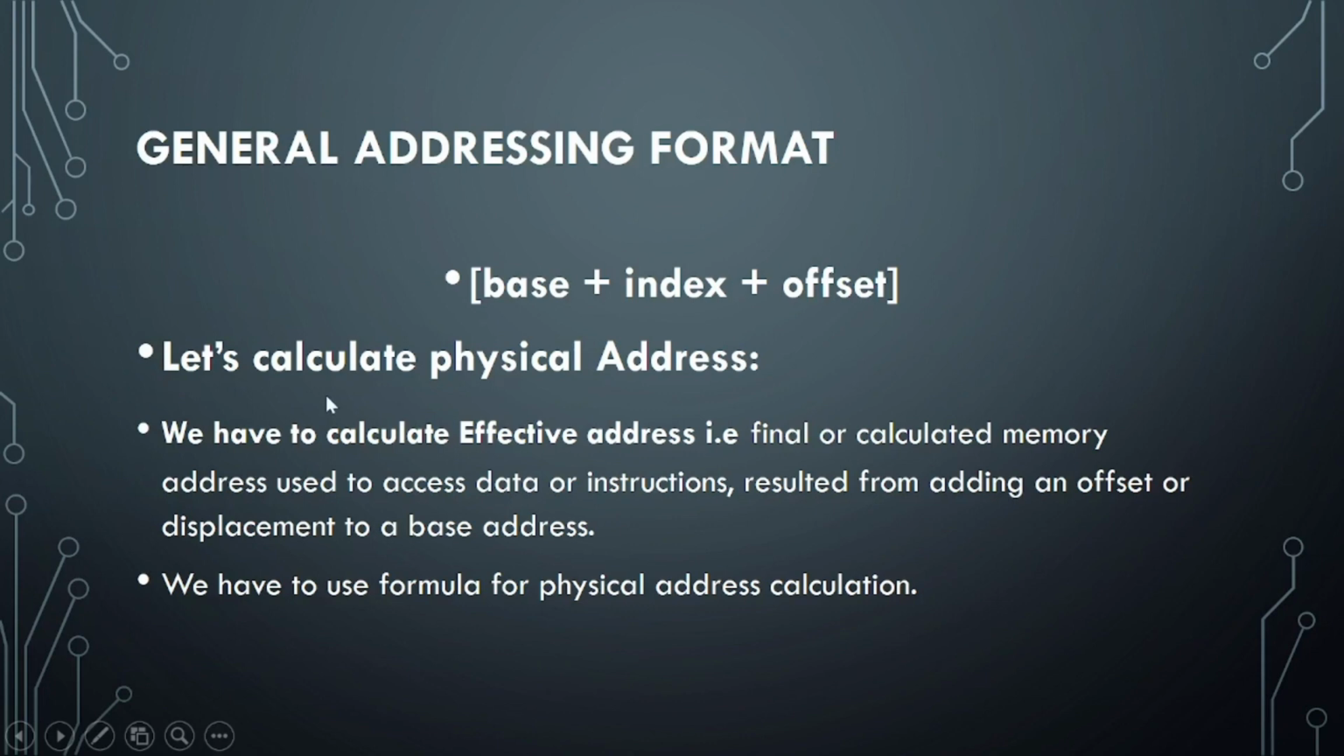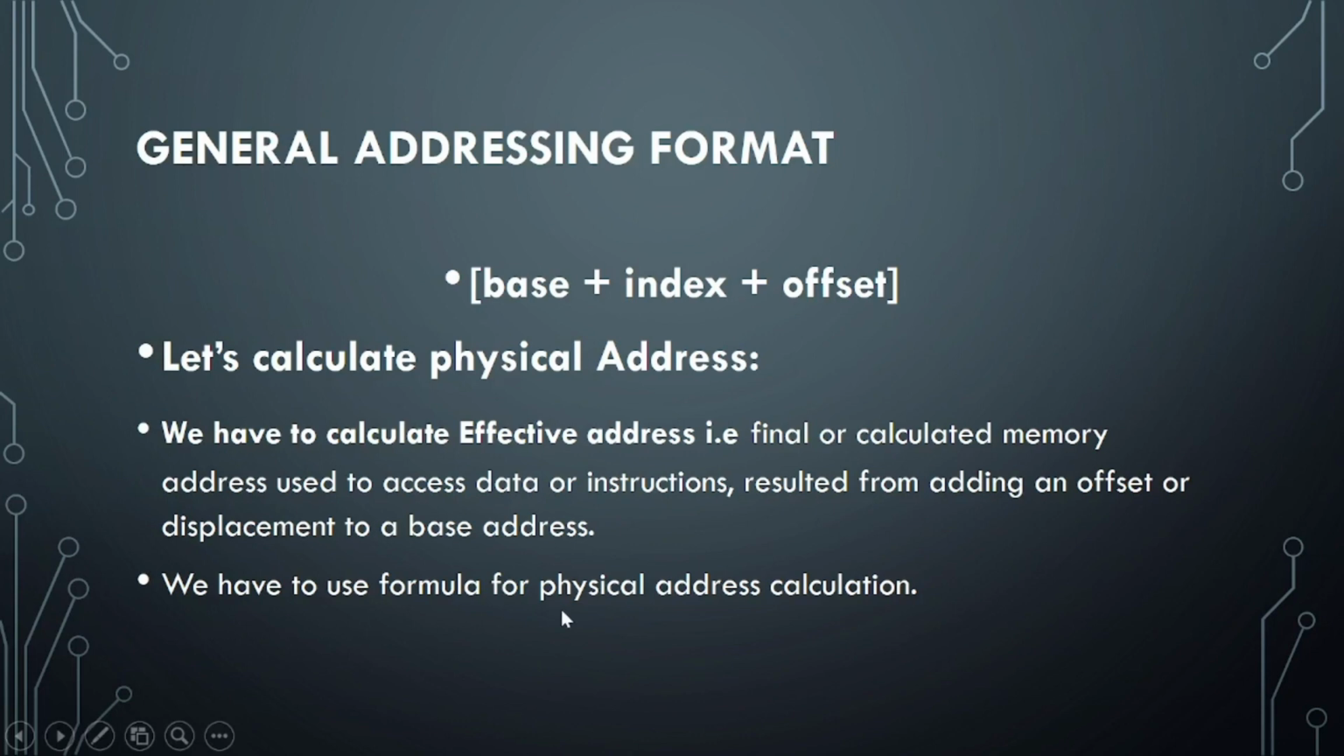Now let's see how to calculate physical address. We have to calculate effective address. What is effective address? It is final or calculated memory address which is used to access data or instructions, often resulted from adding the offset or displacement to a base address.